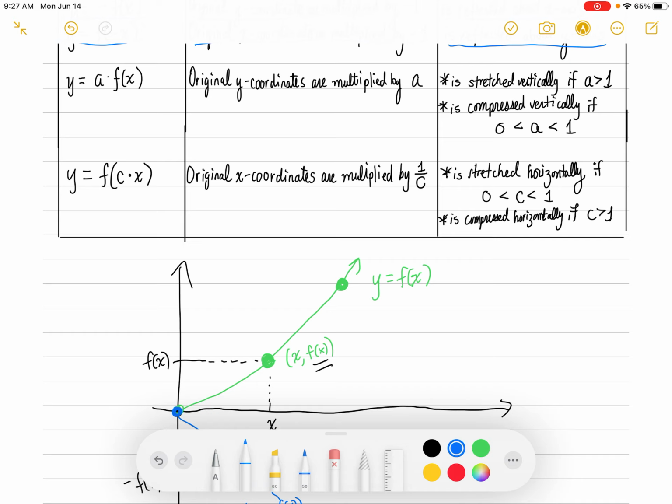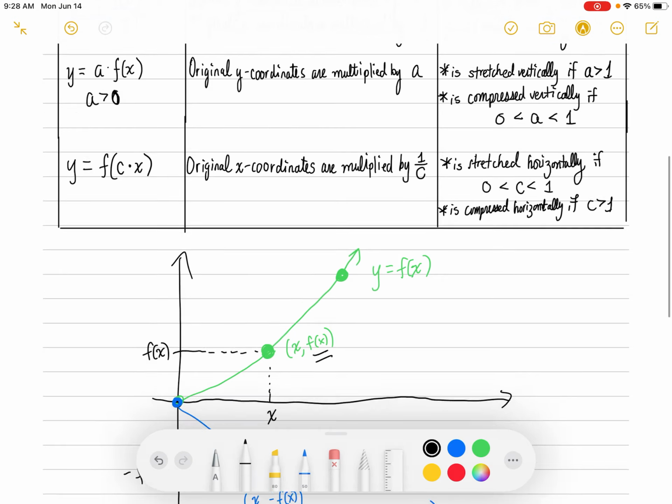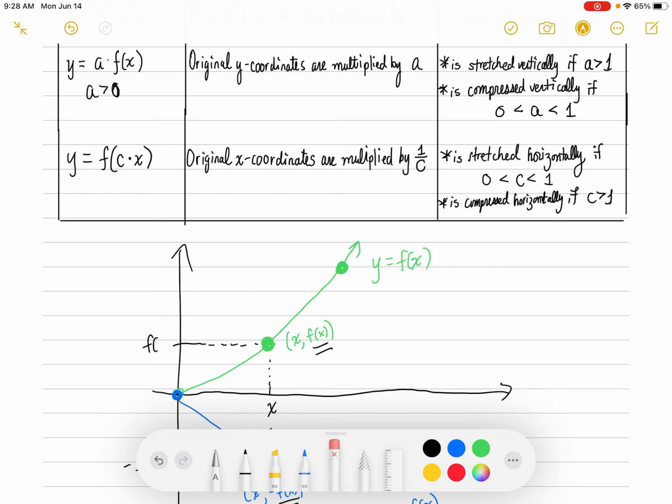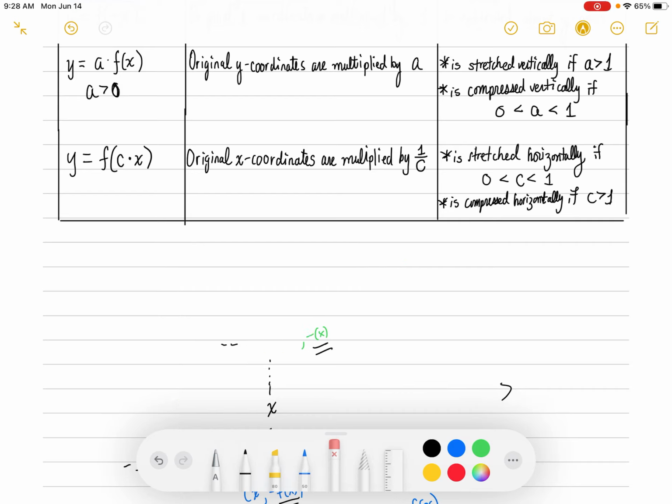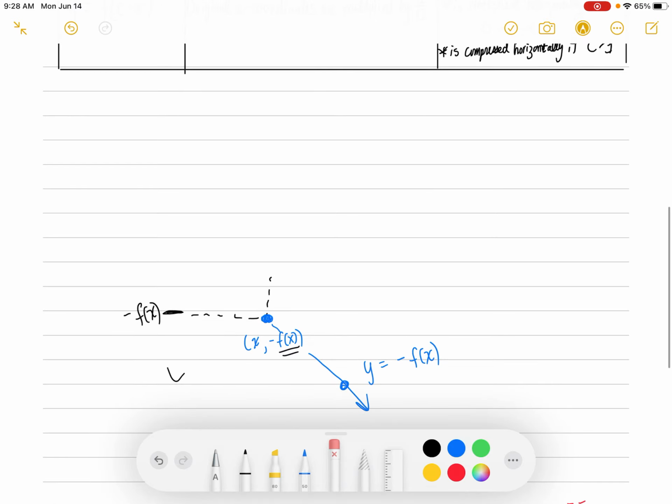The next thing we want to focus on is what happens when you put a positive number, a, right here. So maybe I should emphasize that a here is positive. What happens when you take a positive number and multiply it out in front of a function? Well, in the table, I describe what happens, but let's actually demonstrate what happens graphically.